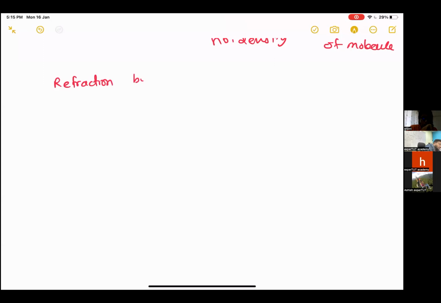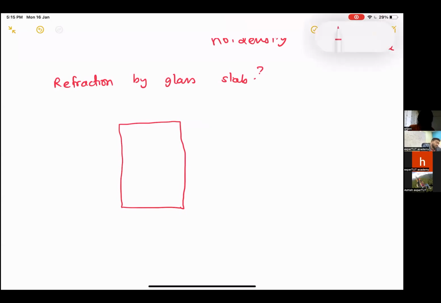Refraction by glass slab. Okay, so make a glass slab, and then a light ray is incident on it. This light ray is called the incident ray.